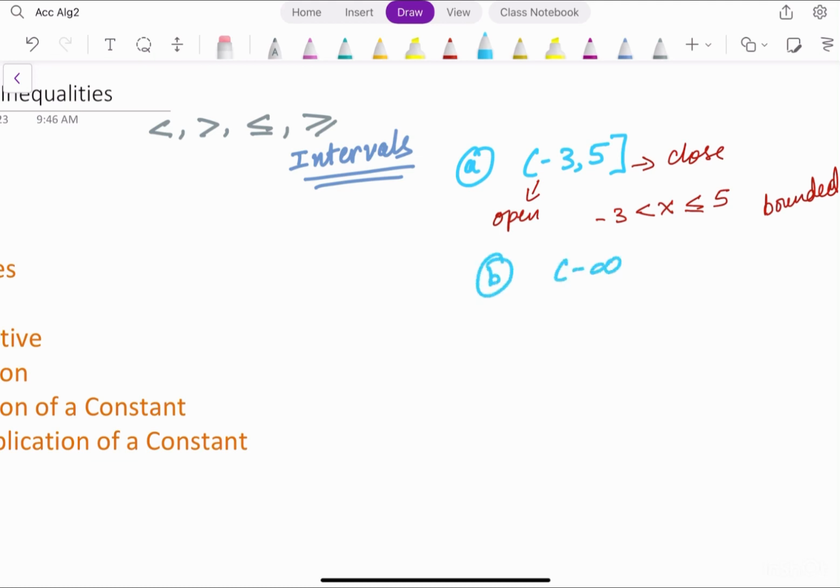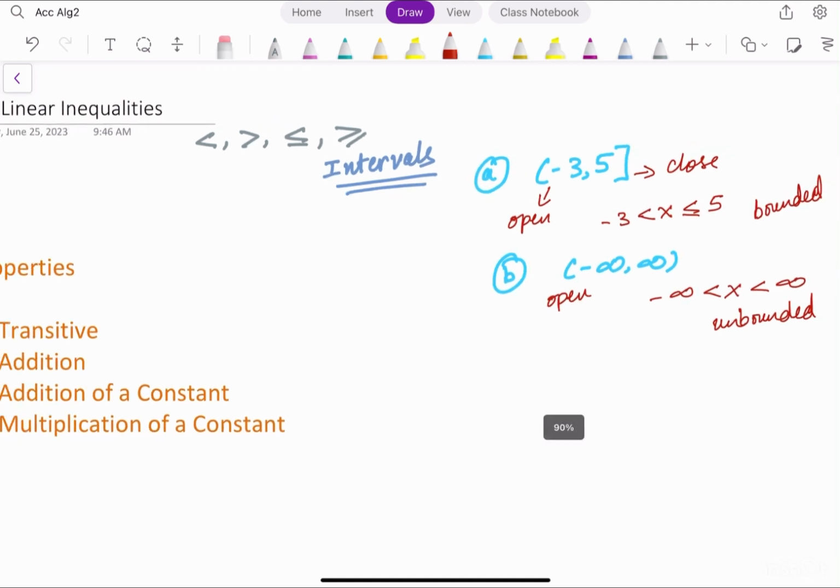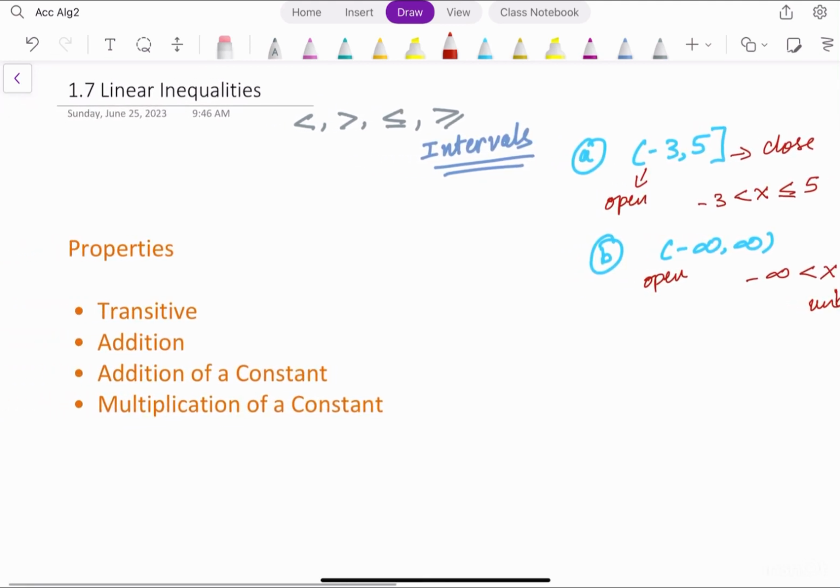The unbounded example is as simple as (-infinity, infinity), because they have open intervals. They are always open, no matter what. So these are called unbounded. Unbounded means there is no boundary. They can keep on going forever. That is why it is called unbounded. So this is the basic understanding of the intervals.